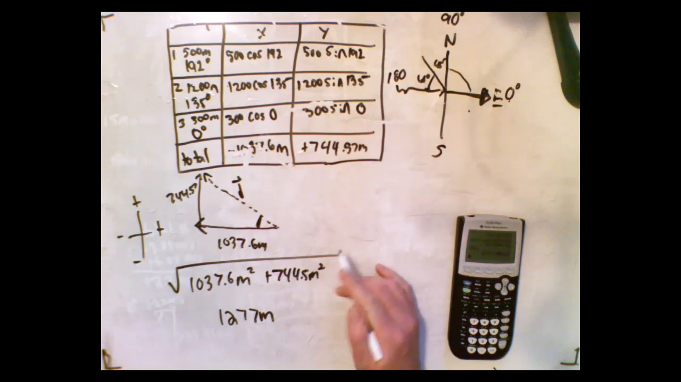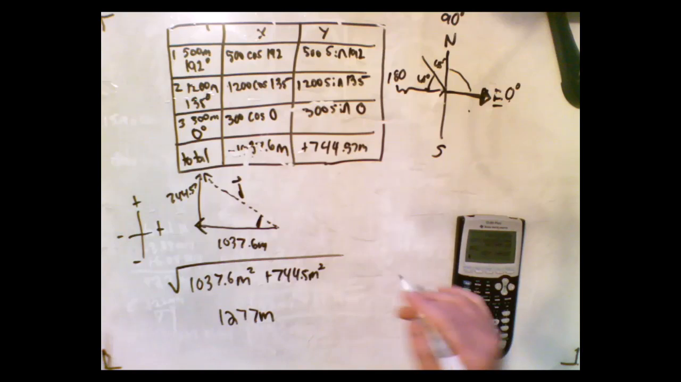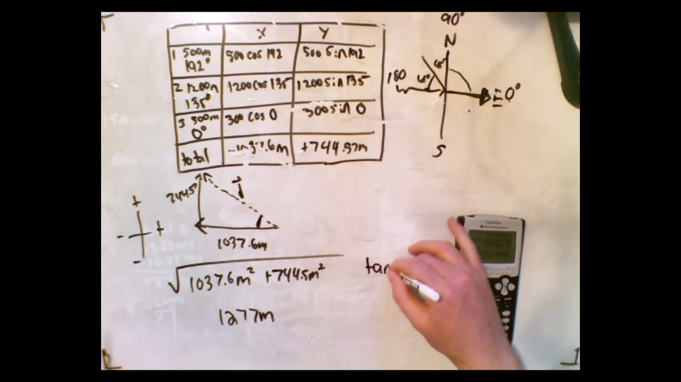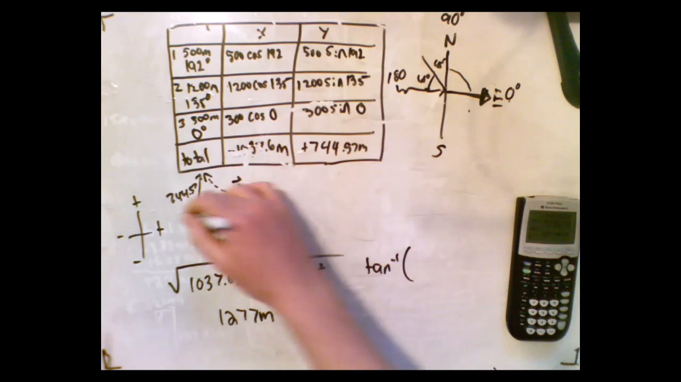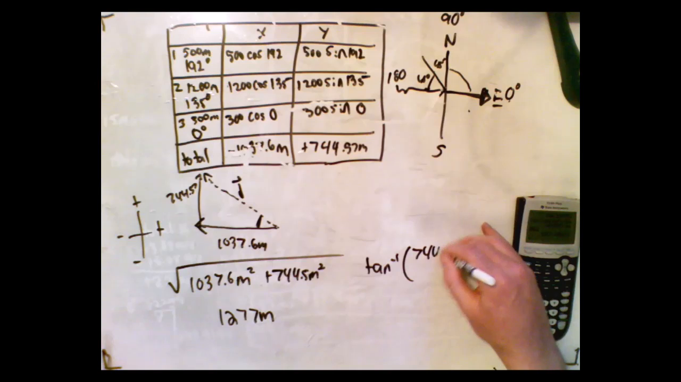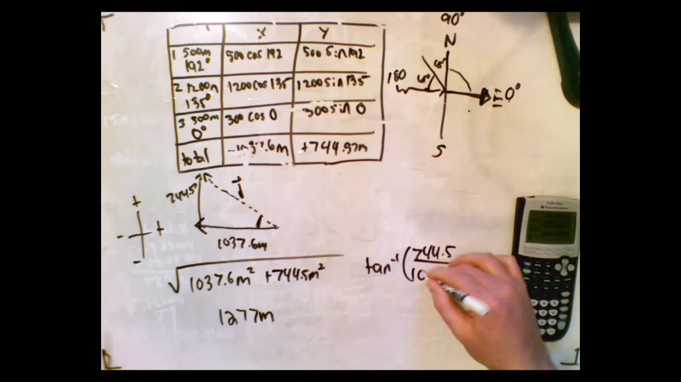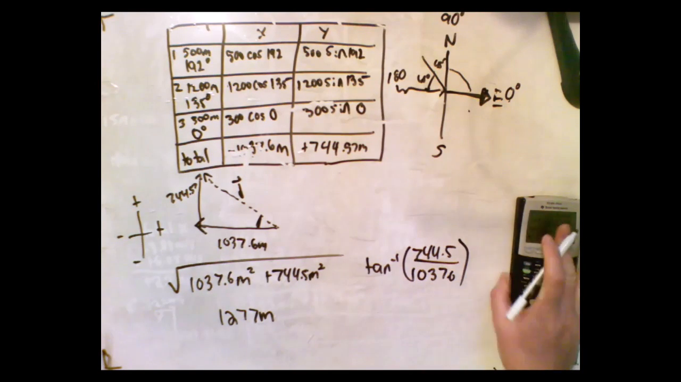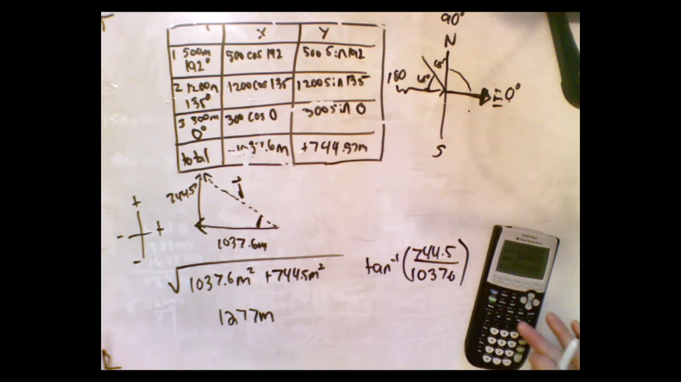So I find my angle where there's no arrows. And it's going to be tan negative 1 of opposite over adjacent. So 744.5 over 1037.6. Okay, so I tan negative 1, and I'm going to grab my answers from before, divided by 1037. I'm going to get rid of the negative in my calculator because that's going to throw me off.